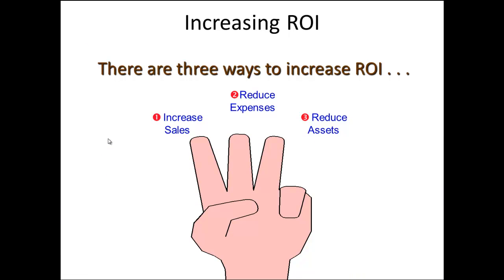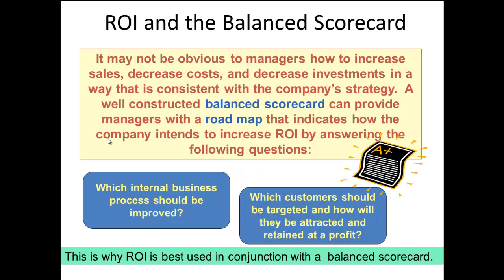Here are three of the different ways that we can increase our return on investment. It may not be obvious to managers how to increase sales, decrease cost, and decrease investments in a way that is consistent with the company's overall strategy. So we're going to find here that a well-constructed balanced scorecard can provide managers with basically a roadmap or directions of things that they can do which will help increase the return on investment, right? So here's a couple of different things that we'll find helpful.